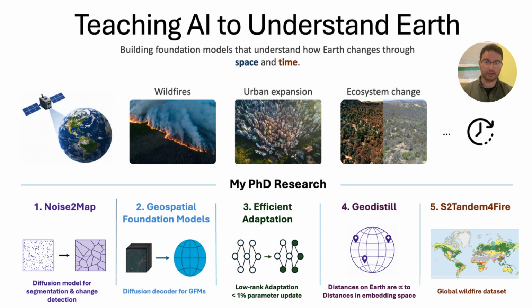in the application of wildfires. We furthermore investigated efficient adaptation, in which we ask how can we efficiently adapt these large foundation models, instead of retraining all these millions of parameters, to some downstream tasks, such as wildfires. And we show that low rank adaptation, which is updating less than 1% of the parameters, is the strongest way to do that.